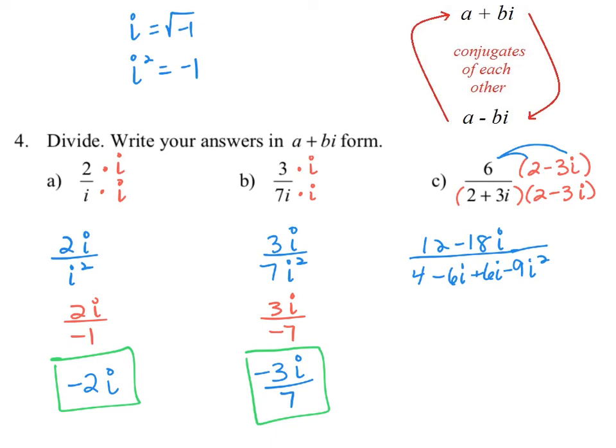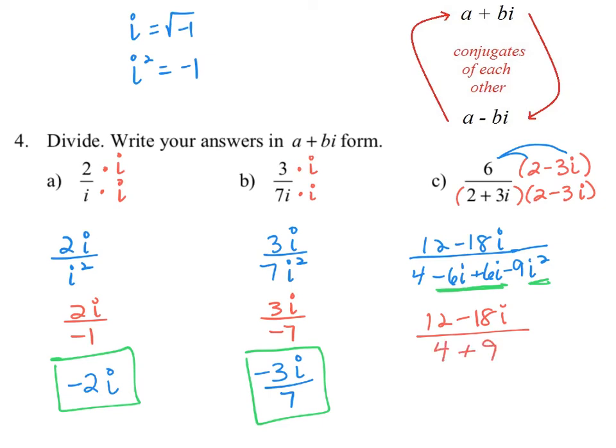We can combine the like terms in the denominator and also write this i squared as a negative 1, so that in the numerator we still have the 12 minus 18i, and in the denominator we have two opposites here, and the minus 9i squared is the same thing as minus 9 times a negative 1, or the same thing as 4 plus 9 in the denominator.